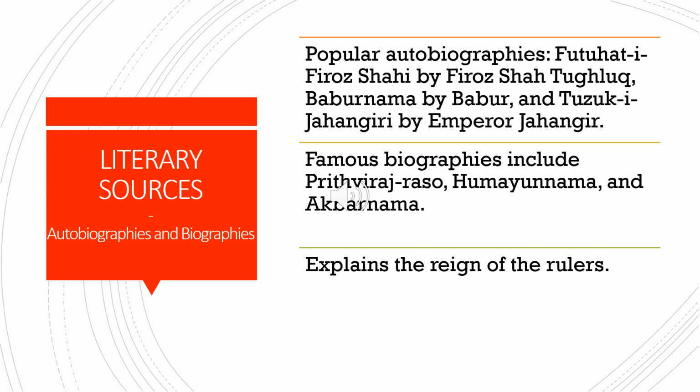Some of the well-known and important biographies are Prithviraj Raso by Chand Bardai, which includes the life and adventures of the Chauhan ruler Prithviraj Chauhan. Humayun Nama by Gulbadan Begum gives a lot of information about the rule of Mughal Emperor Humayun, while Akbarnama by Abu Fazl describes the events of the reign of Mughal Emperor Akbar.